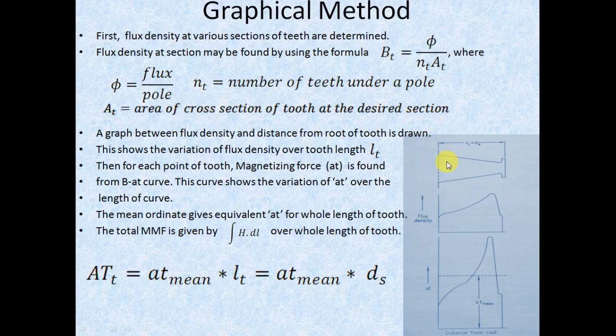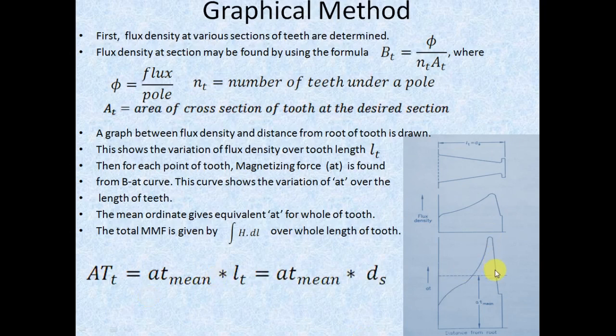So, you will be able to see the flux densities at different sections which are calculated and plotted here. This portion is actually the root of the teeth. The length of teeth is same as the depth of the slot. So now we know the magnitude of flux densities at different sections of the tapered tooth. For each value of flux density, you can easily calculate the magnetizing force, that is small at, from the corresponding BH curve or the magnetic curve.